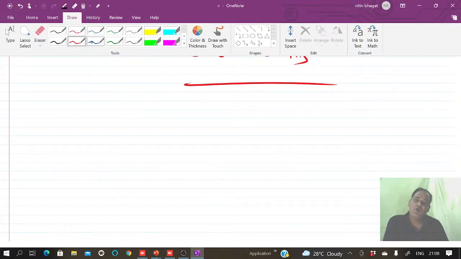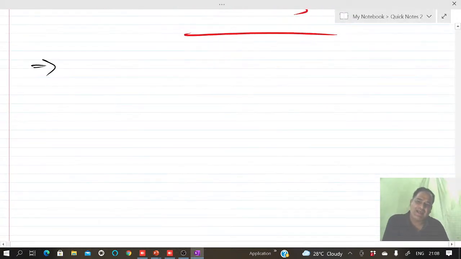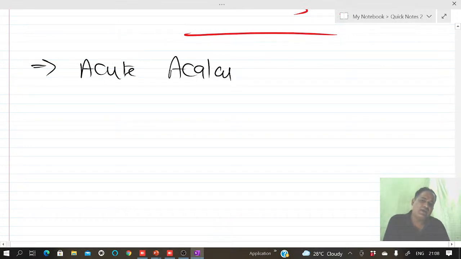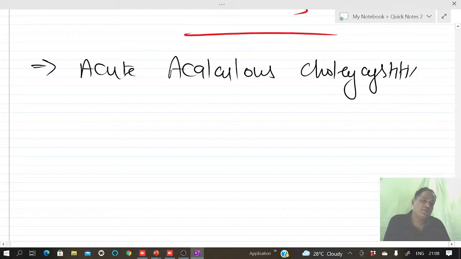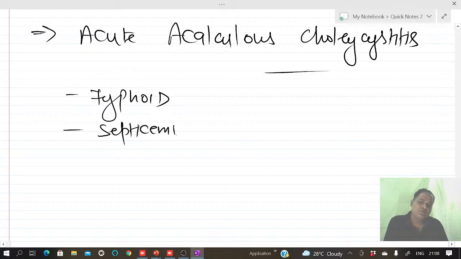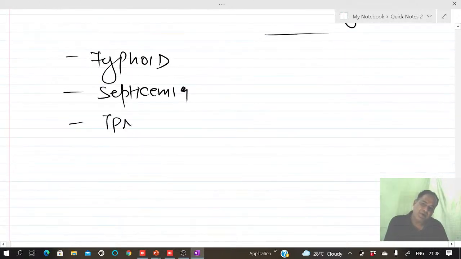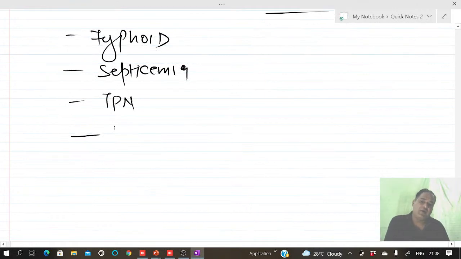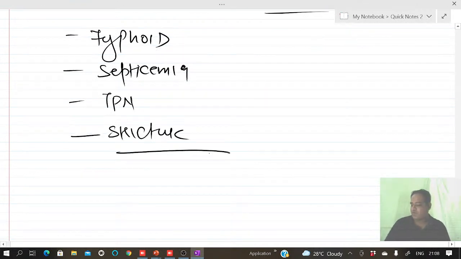Fine. Now, most of the times, the cholecystitis occurs if the gallbladder has stone. Sometimes a comparatively rare condition, what is that? Acute acalculus cholecystitis may appear, and this is common if your patient is a typhoid carrier, if your patient has generalized septicemia, if your patient is on total parenteral nutrition, if there is stricture of the duct.